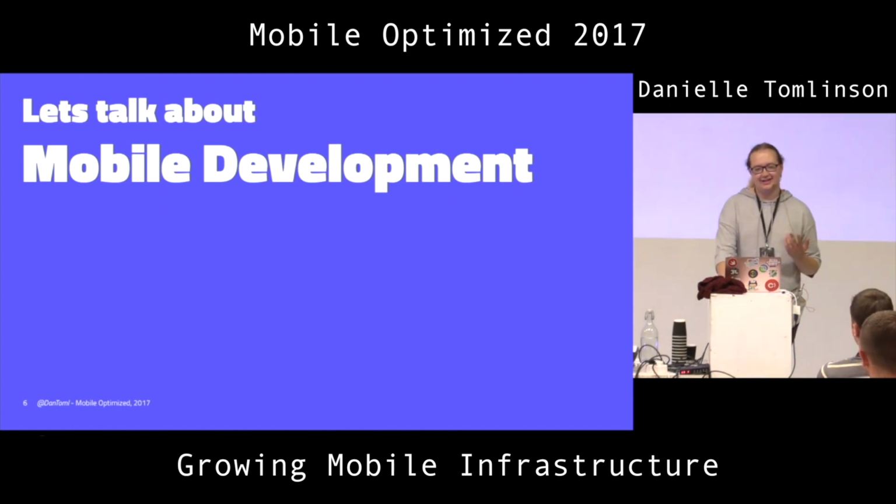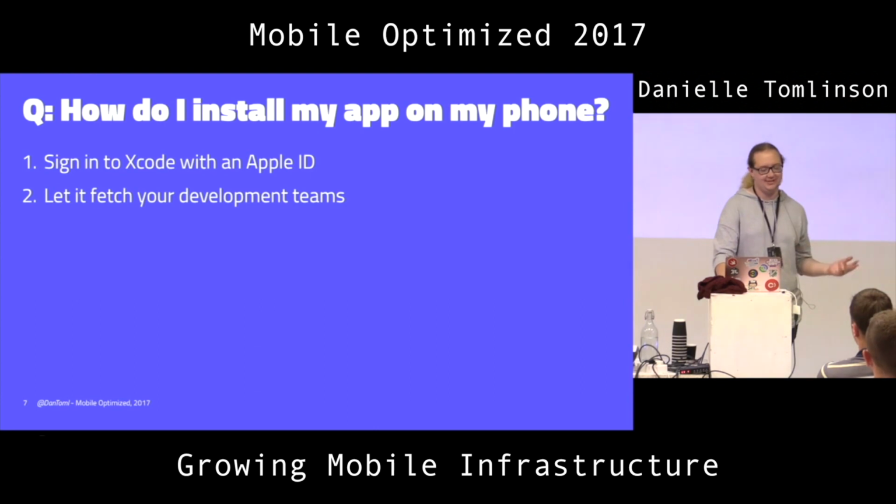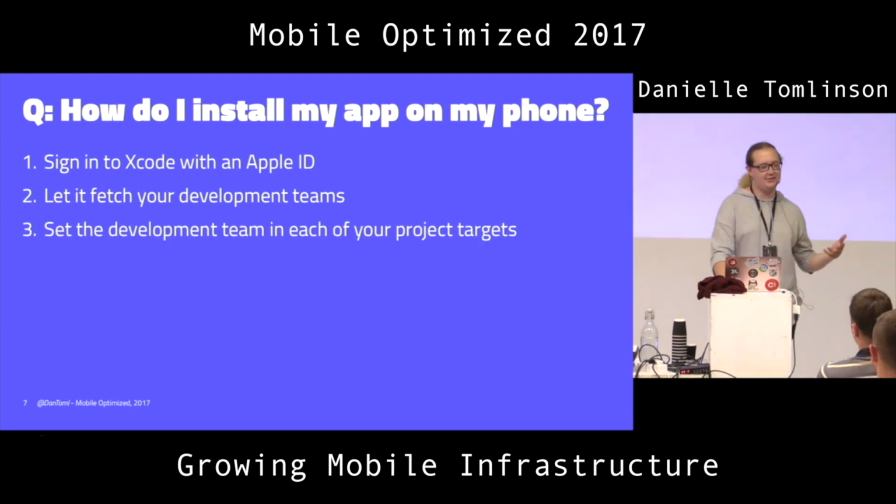So if any of you have ever tried to build an app on your phone, Apple made that a bit easier recently. You sign into Xcode with your Apple ID. You let it fetch your development teams. And then you go through all your project targets and set the right development team. And then you build and run, and it kind of works.